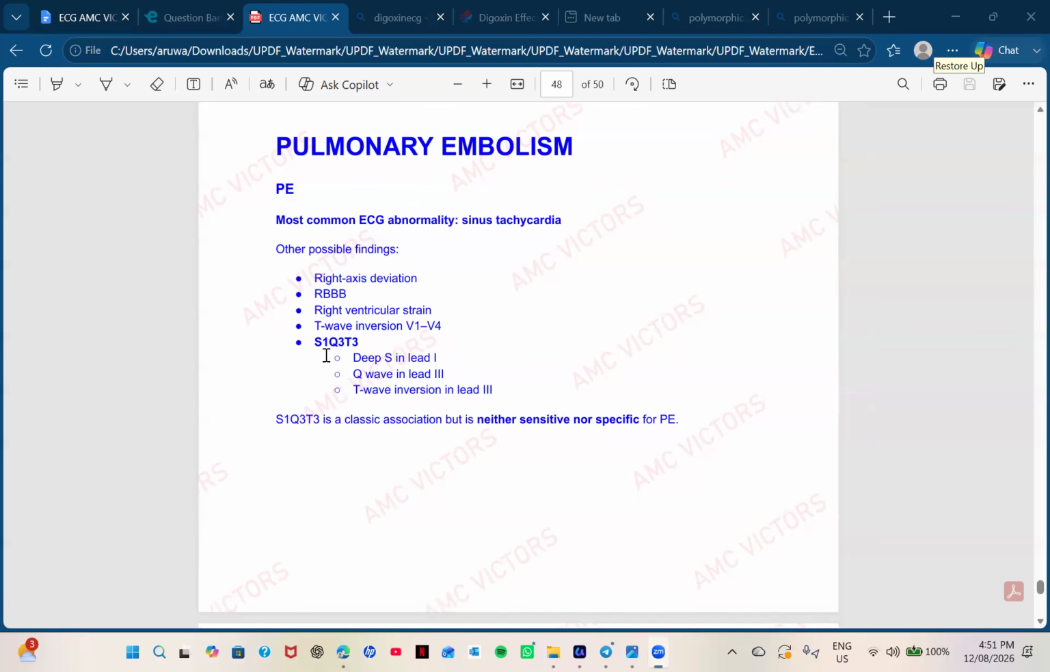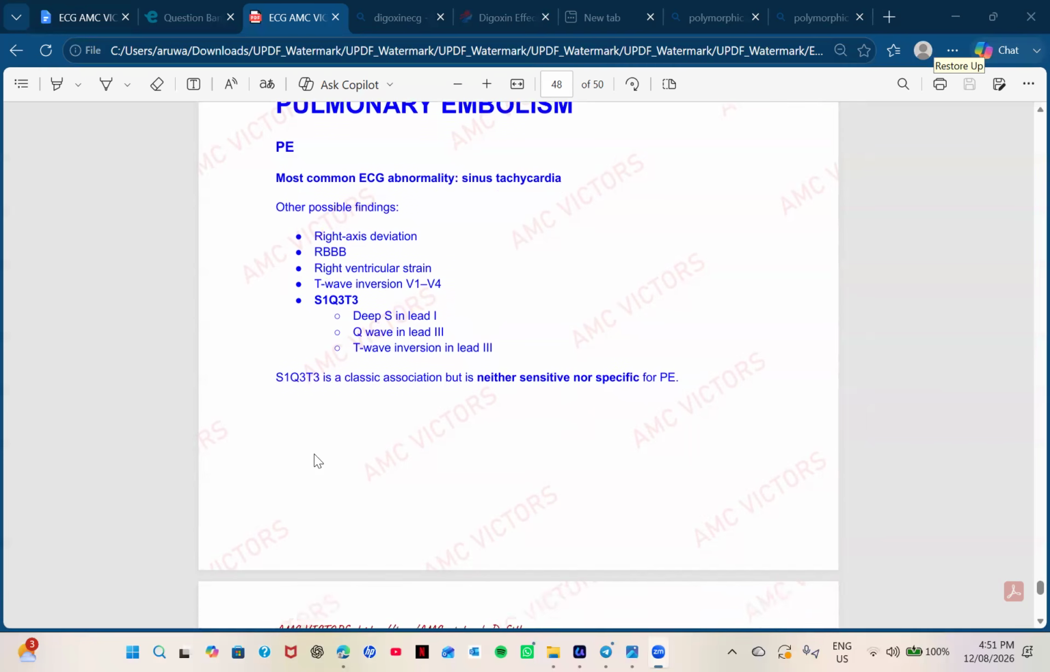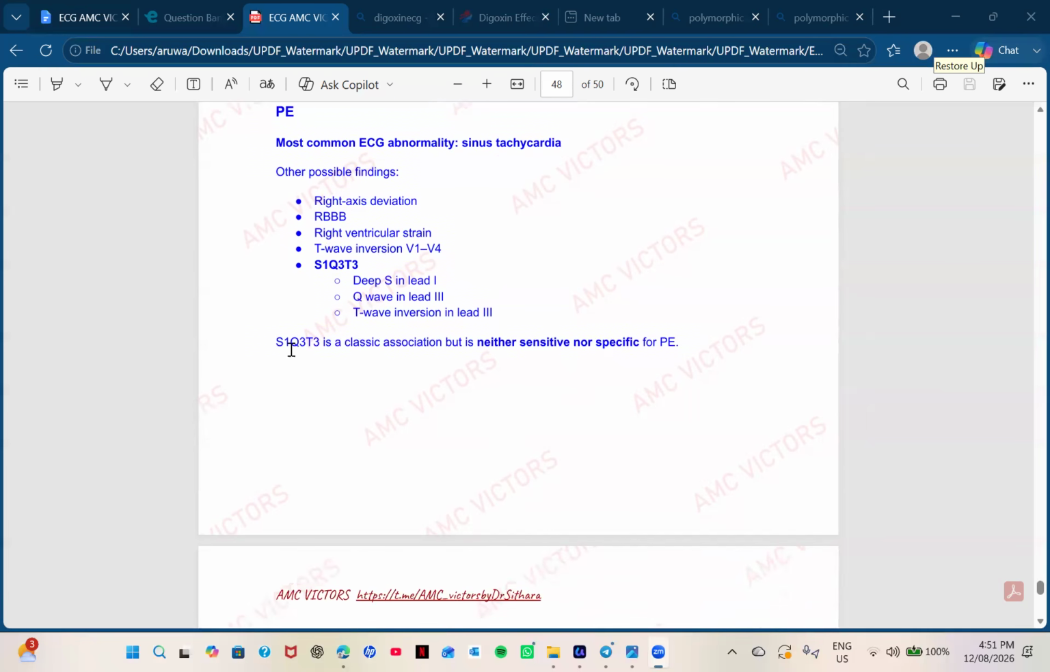You can see what is it? S1, a deep S in lead 1, Q waves in lead 3, T wave inversion in lead 3, right? So that's what we call the S1 Q3 T3 pattern. You can remember S1 Q3 T3. So take the 3 out and remember S, Q, T 3. So no need to remember the 1.